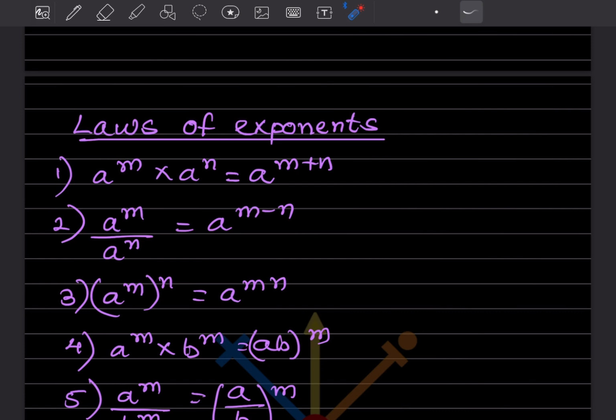So here, a raised to m multiplied by a raised to n. This is the base and this is the power, or we can also call this the exponent. Whenever there is a multiplication, we add the powers. That will be a raised to m plus n.